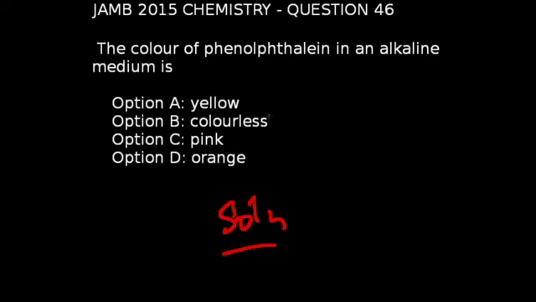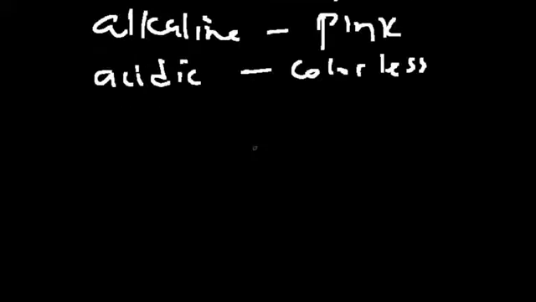Question 46 of JAMB 2015 chemistry exams. The color of phenolphthalein in an alkaline medium is. Correct answer to this question is option C, which is pink. A very simple way to remember this is in an alkaline medium, the color of phenolphthalein is pink, and in acidic medium, it is colorless.